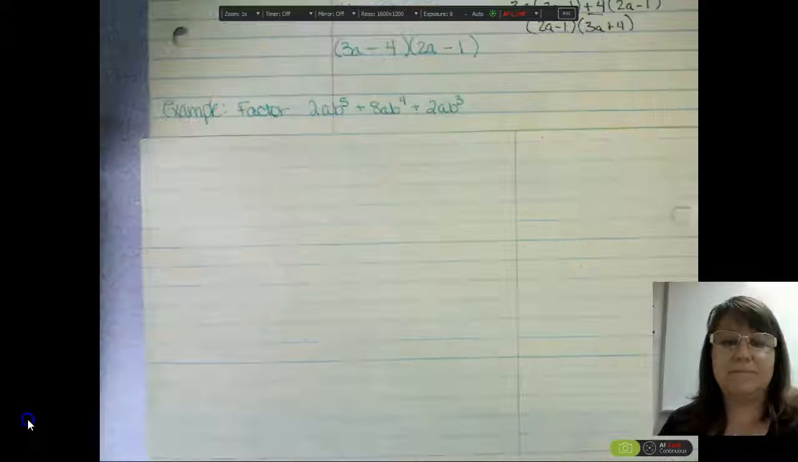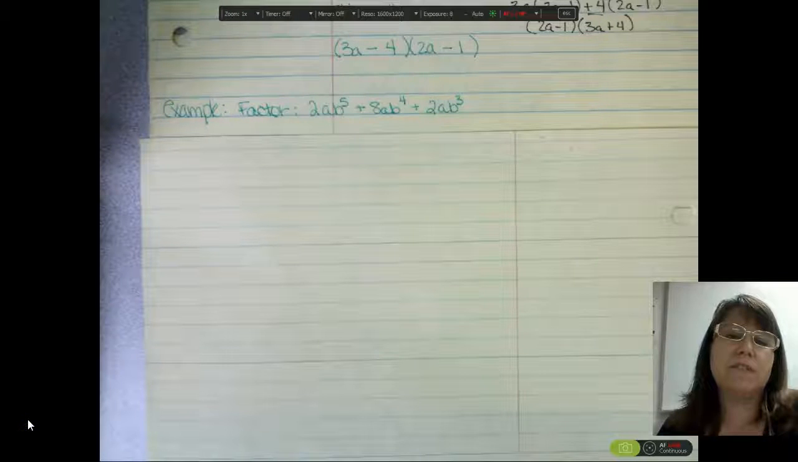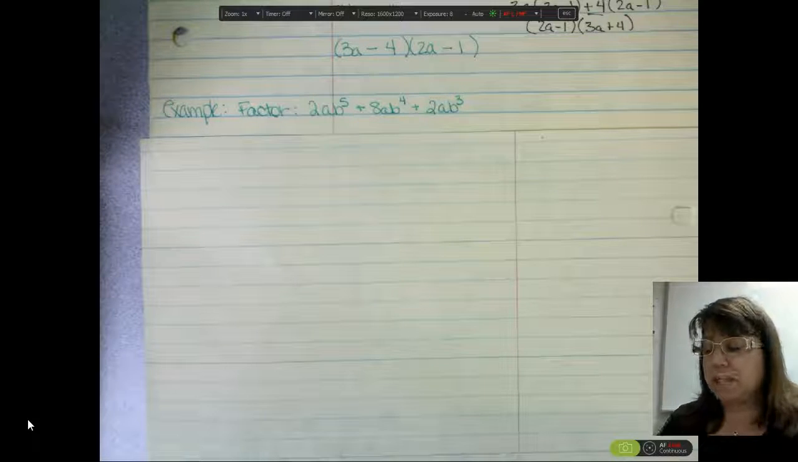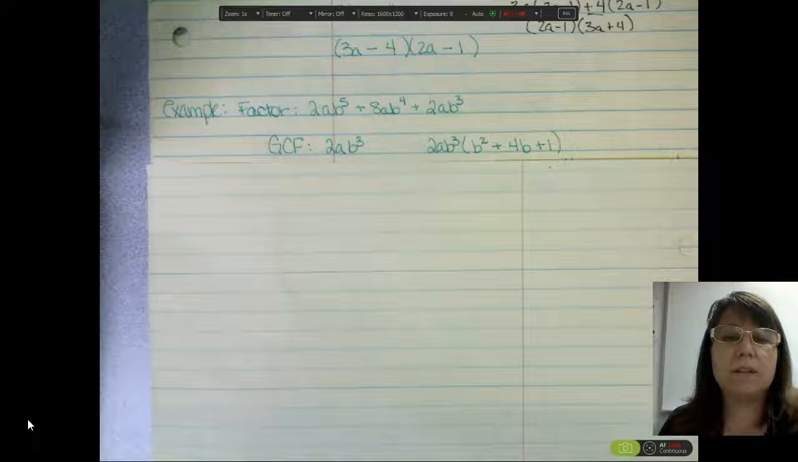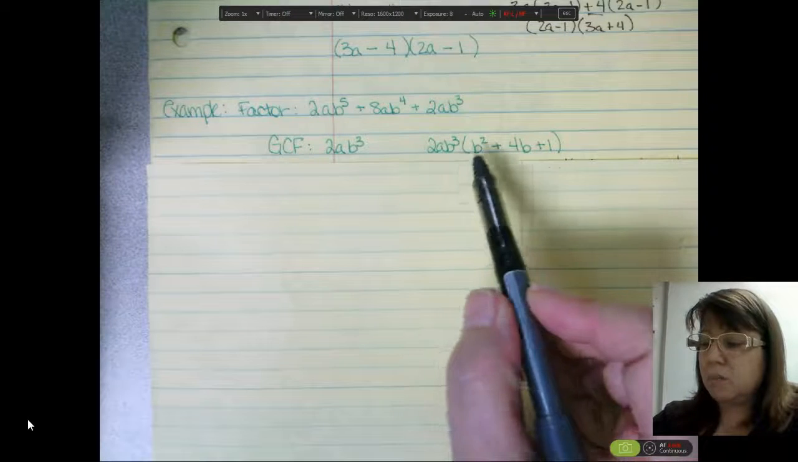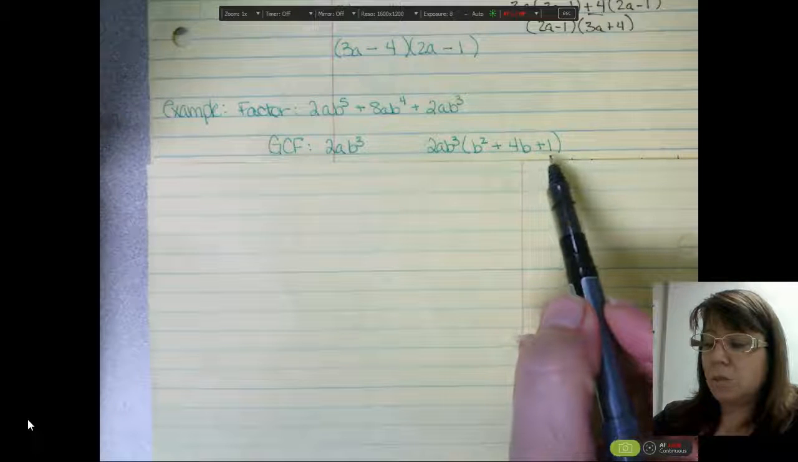Okay. All right, using our plan of attack, let's factor 2ab to the 5th plus 8ab to the 4th plus 2ab cubed. First things first, greatest common factor. My greatest common factor now is going to be 2ab cubed. If I have 2ab cubed, I am left with b squared plus 4b plus 1.